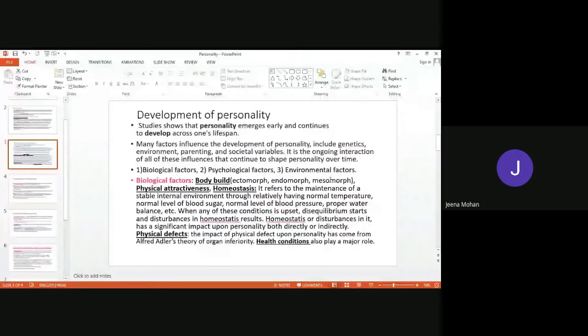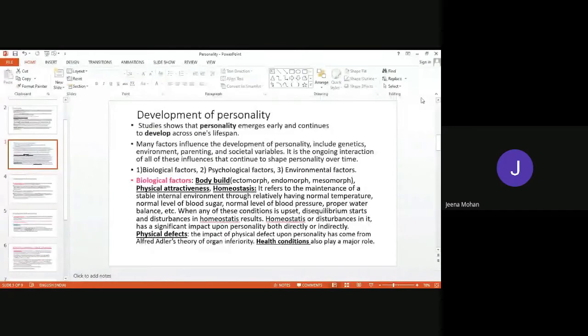Okay, so these are the main things you have to study when you talk about body build. Sheldon's classification is over, and also Kretschmer's classification. So Kretschmer classified it into three categories: pyknic, athletic, and aesthetic type. Now when you go through the text, it will be clear to you.